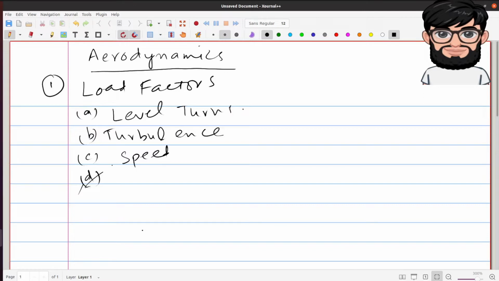So I guess with the load factors, only the speed has an inversely proportional relationship. The rest is all directly proportional. Increasing the turns is going to increase the load factor. Increasing the turbulence is going to increase the load factor. But increasing the speed is going to decrease the load factor. Okay.